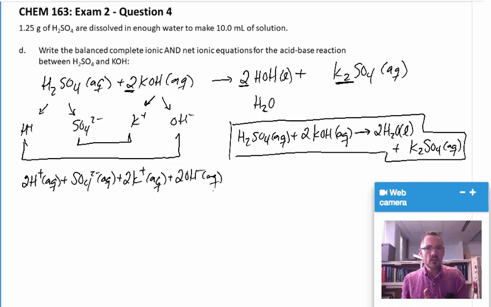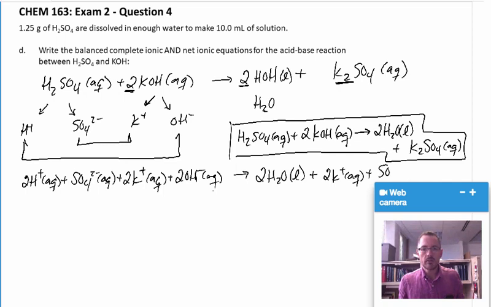And since everything on the left-hand side was aqueous, all of those ions will have to have the aqueous designator on every ion. I'm going to yield 2 waters, H2O liquids, because since it's in a liquid form, it's not aqueous, it's liquid, it's not separable. And my potassium sulfate will be separable: 2 potassium ions and 1 sulfate ion.